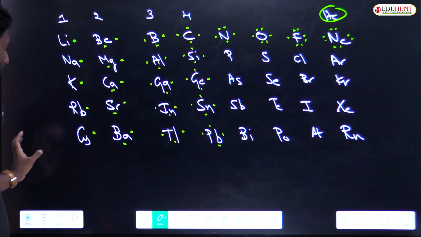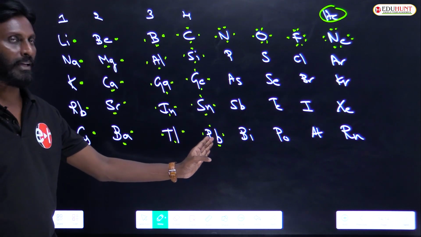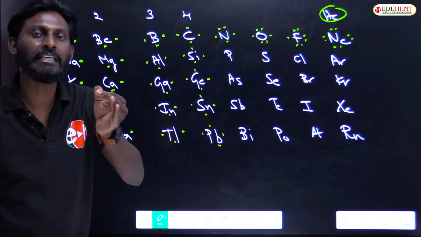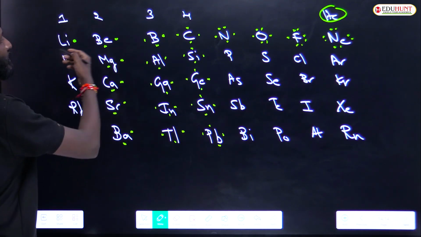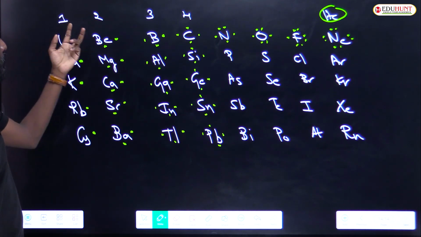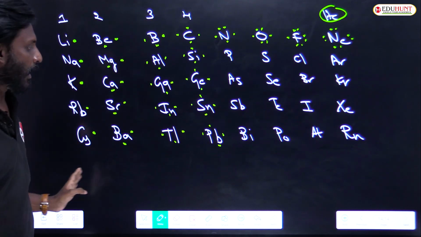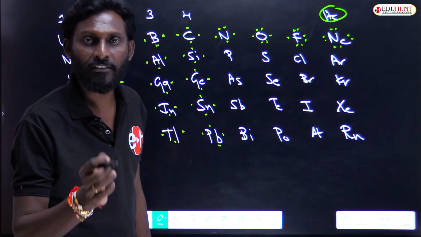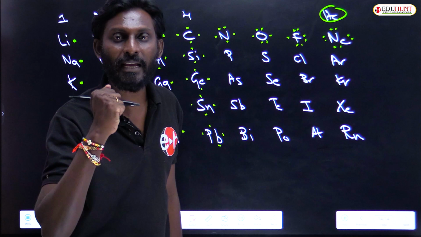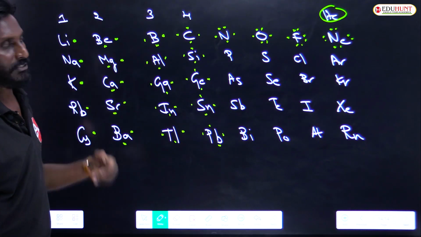So if you observe carefully, up to the carbon family, valency is equal to the number of valence electrons. Valence electrons 1, valency 1. Valence electrons 2, valency 2, 3, 3, 4, 4. Up to the carbon family, the valency or the combining capacity is equal to the number of valence electrons.